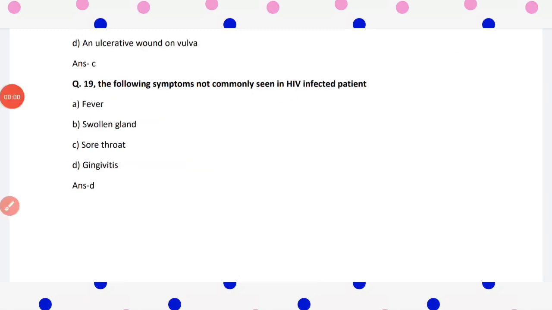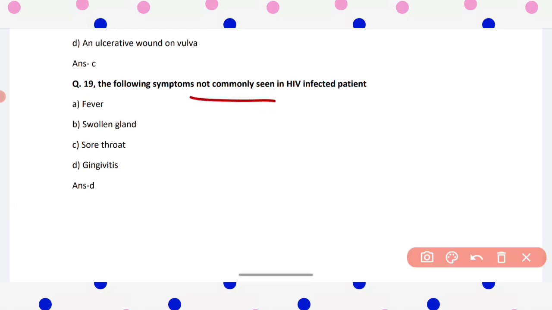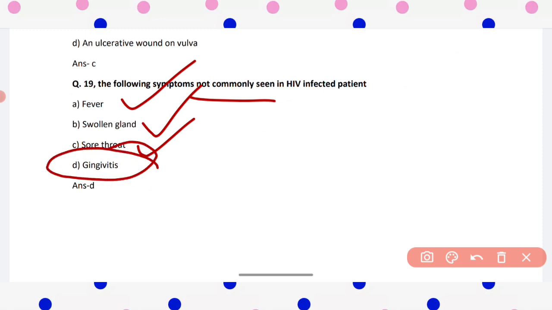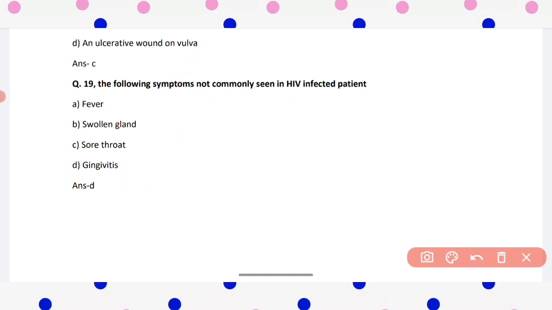Okay. The following symptoms are not commonly seen in HIV infected patient. Not commonly seen is the keyword for this question. Okay, fine. So four options they have given here: fever, swollen glands, sore throat, gingivitis. Fever will be present, swollen glands will be present, sore throat will be present. There is no chance for gingivitis. It is very rarely seen. So here the answer is option D.